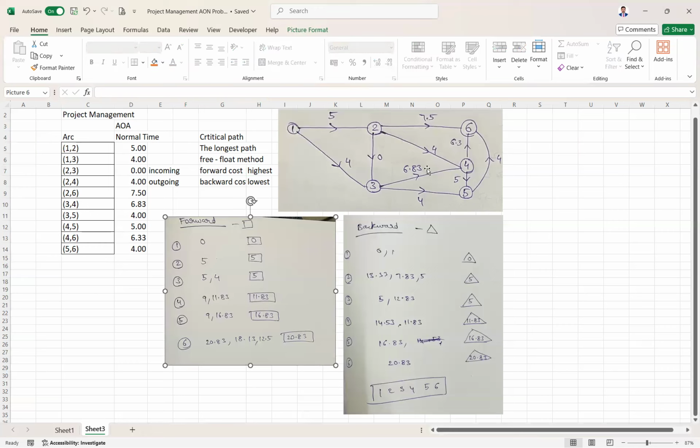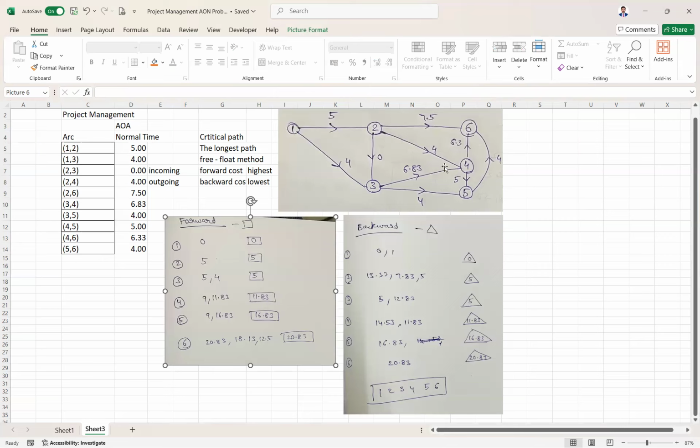Then for the next node, number 4, how many incoming nodes are there? This is one incoming arc, this is one more incoming arc. So two arcs are there. One arc is coming from 2, one arc is coming from 3. You need not always backtrack the entire thing. Since this arc 2, 4 is coming from 2, what is 2's forward cost? 5. So 5 plus 4 is 9. So 9 becomes your cost when you're coming through this path, 2, 4.